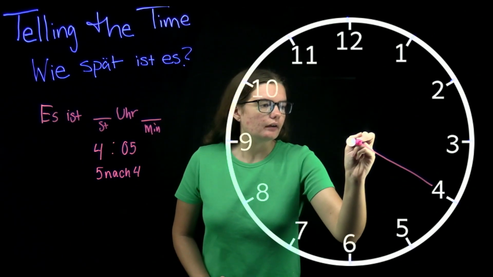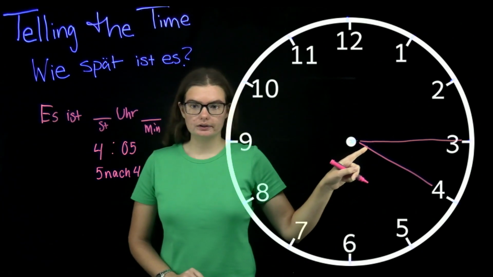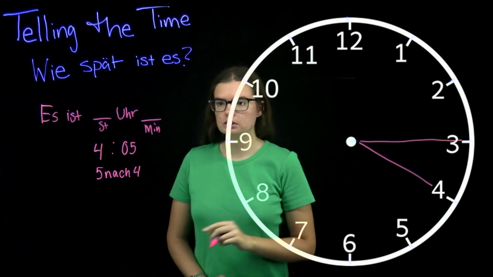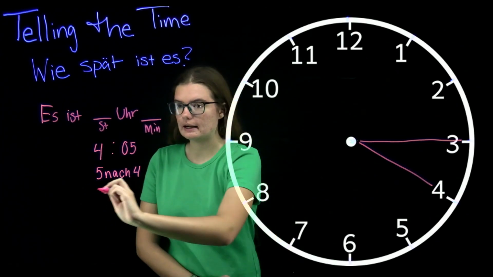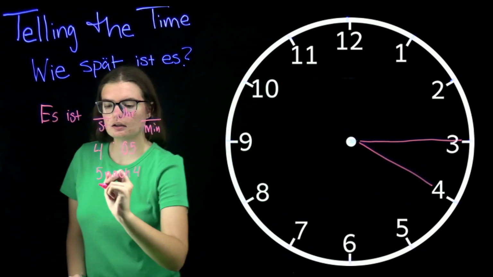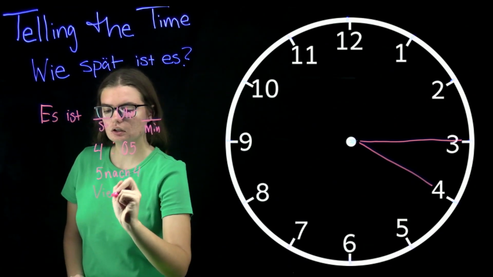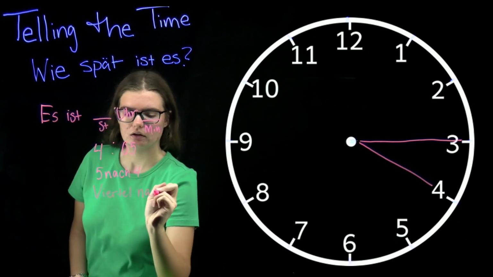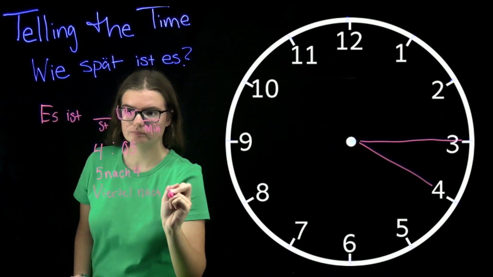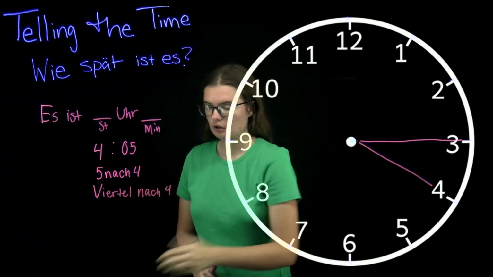But then we also have the idea of quarter hours. So if the clock read like this, you could say "es ist 4 Uhr 15," or more common is to say "es ist Viertel nach 4." It's a quarter after 4.